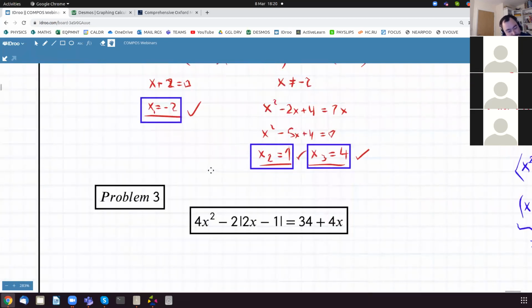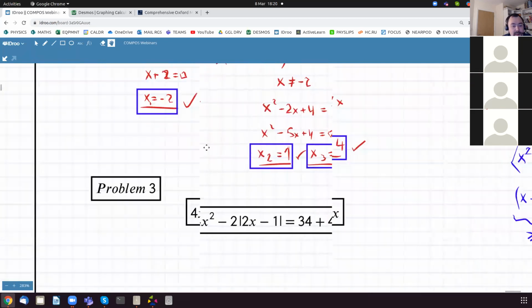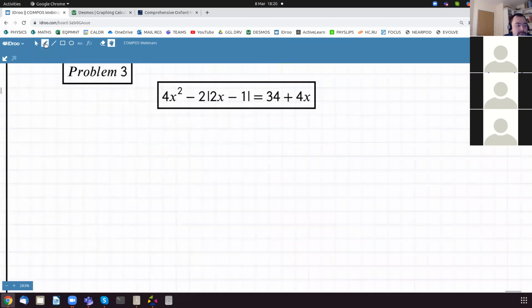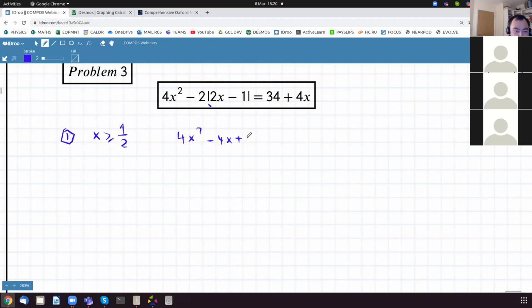Okay, so that's that. The next one. Well, it's the same principle, so I'm going to skim through it quickly. So first case, x is greater or equal to a half, because this thing is equal to 0 when x is a half. So when x is greater than a half, this is positive. So it's going to be 4x squared minus 4x plus 2 equals 34 plus 4x.